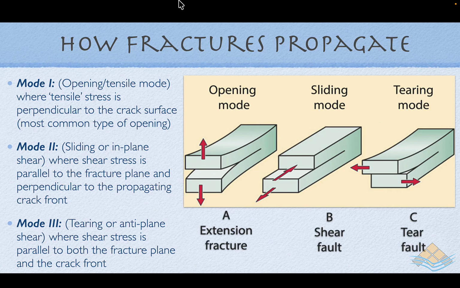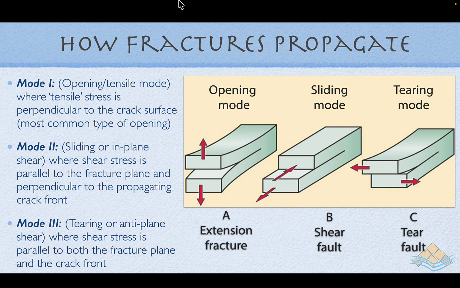Mode 2 is a sliding or in-plane shear response, where the shear stress is parallel to the fracture plane and is perpendicular to the propagating front, as it was in Mode 1. Whereas in Mode 3, which is sometimes called the tearing or antiplane shear response of fracture opening, the shear stress is parallel to both the fracture plane and the crack front. So Mode 1 creates extensional fractures, Mode 2 creates shear fault responses, and Mode 3 creates tear fault responses.